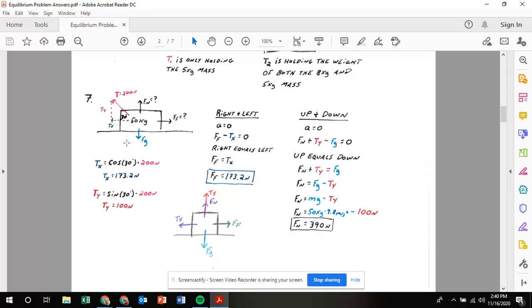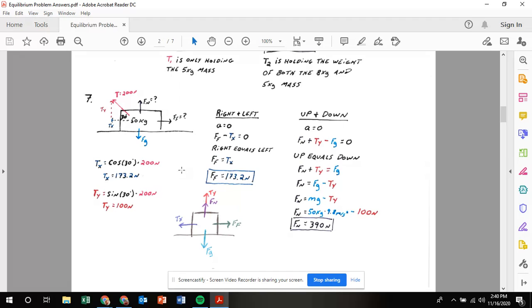Because tension in the X is the adjacent side, I'm going to use cosine of my angle 30 degrees times how much I'm pulling it, which is 200 newtons. So I know I'm pulling it to the left with a force of 173.2 newtons. Tension in the Y is going upward. That's the opposite side. I'm going to solve that using sine of 30 times the amount that I'm pulling, which is 200 newtons, telling me that I'm pulling it upward 100 newtons.